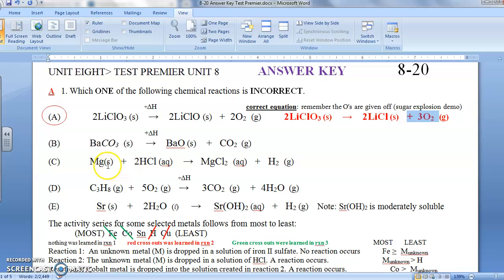Letter C here is a single displacement reaction. Magnesium's an active metal, and it's put into an aqueous solution of hydrochloric acid. So there's H pluses floating around and there's Cl minuses floating around. HCl is one of our 6 strong acids. It dissociates 100%, which means we have H pluses floating around. When you drop that active magnesium in there, it forces hydrogen, a less active element, to take those electrons.